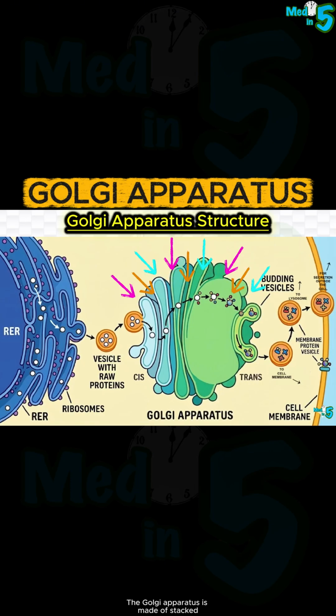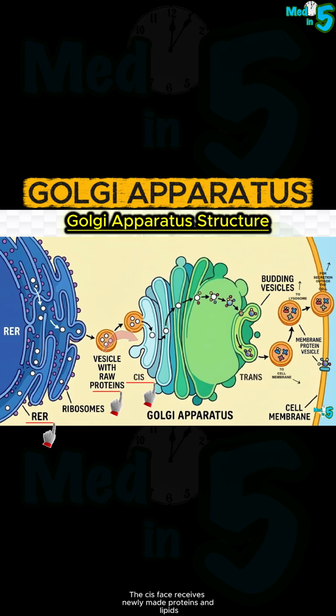The Golgi apparatus is made of stacked, flattened membranous sacs called cisternae, organized into regions that process and ship molecules step by step. The cis face receives newly made proteins and lipids from the RER and SER through transport vesicles, which deliver these cargo molecules into the Golgi.